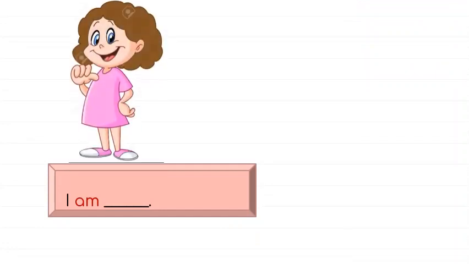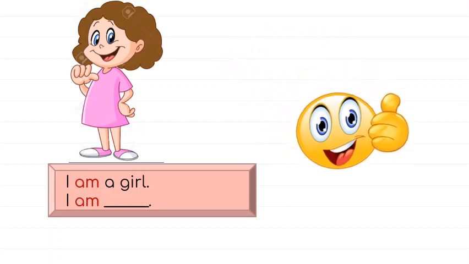And of course, I didn't forget the girls. What do you say? When you're talking about yourself, you say, for all the girls here, we say, I am a girl. You can also say your name by using I and its friend am. I am Katya. Each one of you can say her name. Good job.